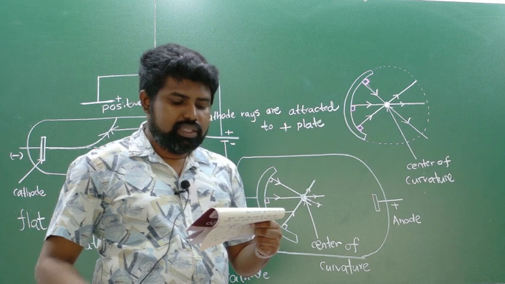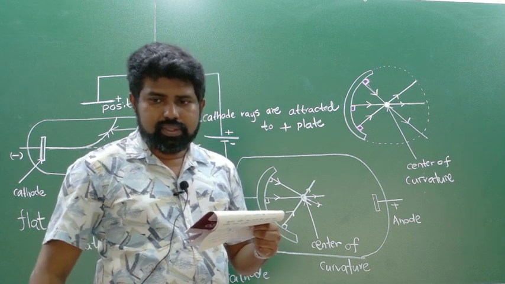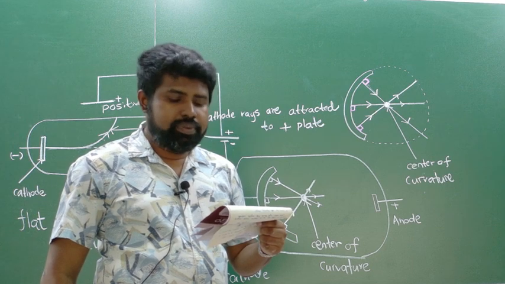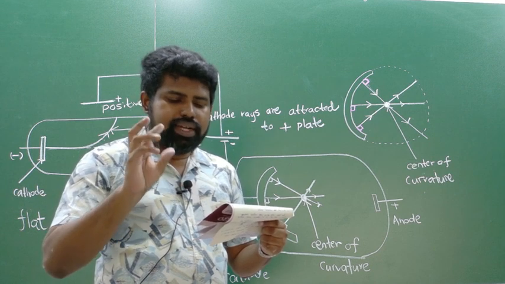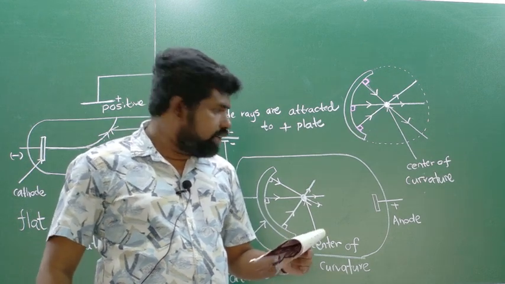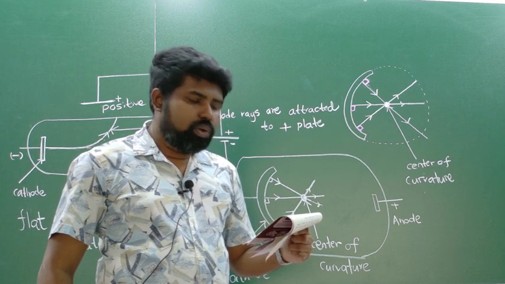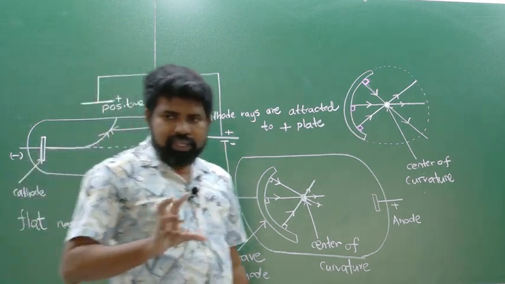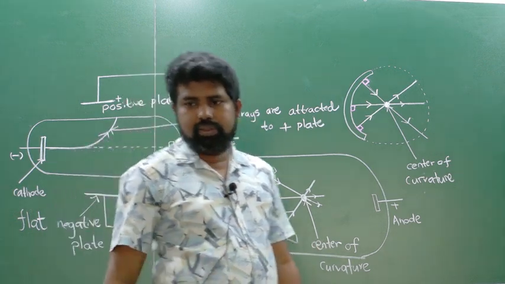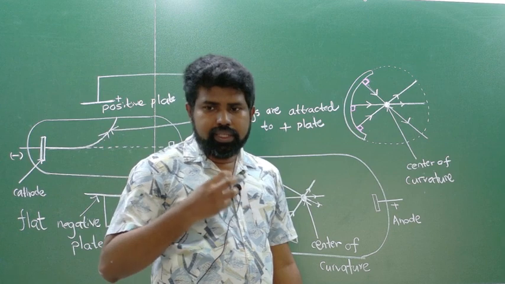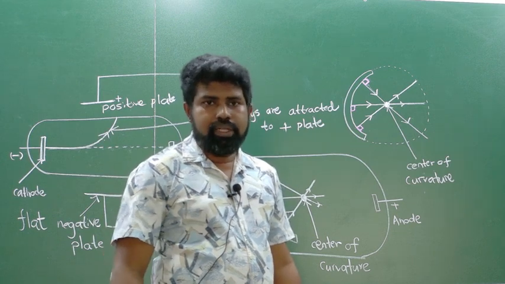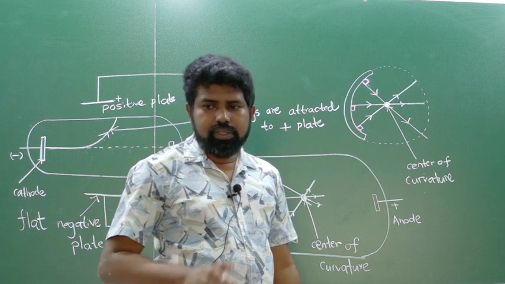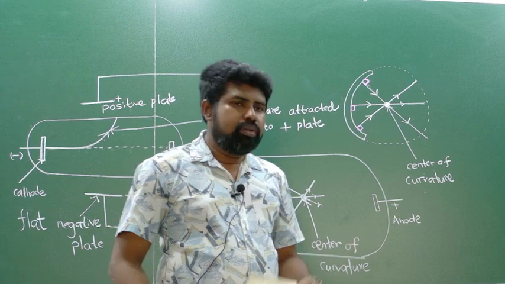Therefore, it confirms that cathode rays are originated perpendicular to the cathode surface. Okay, draw this.